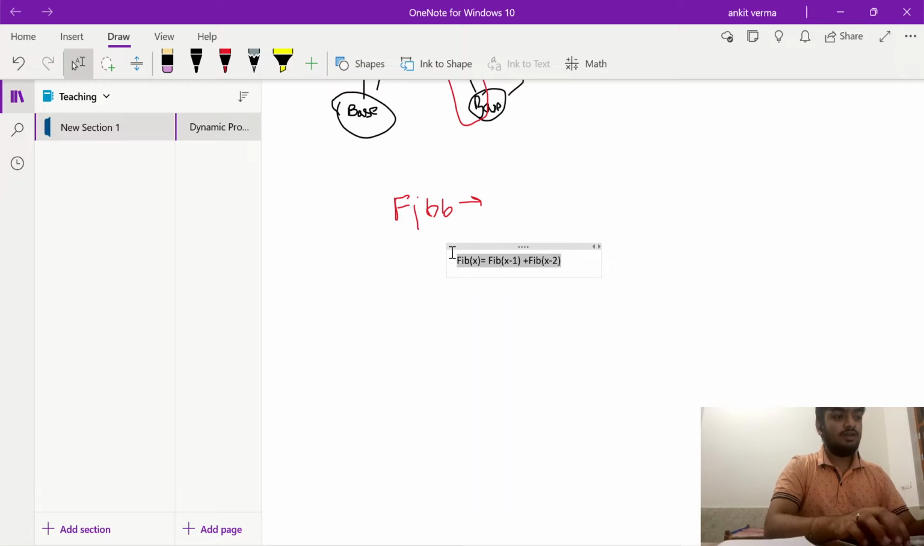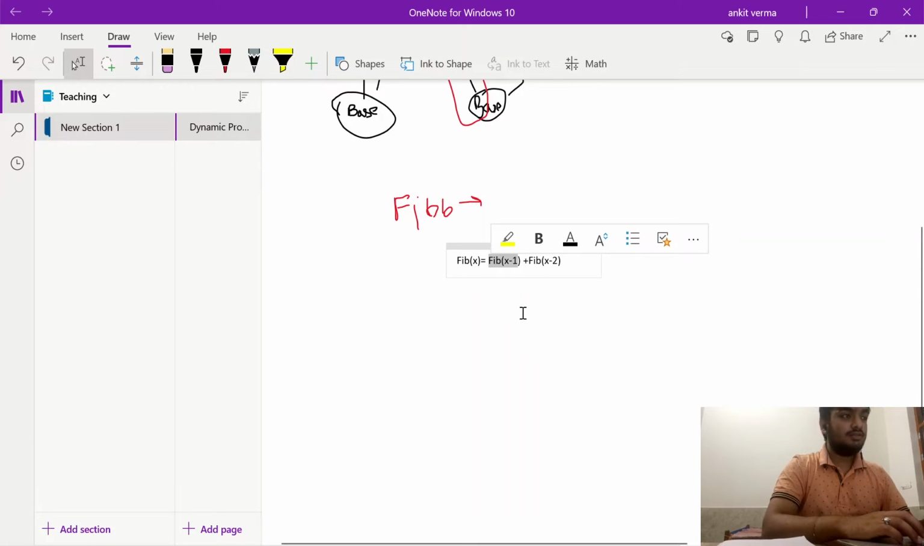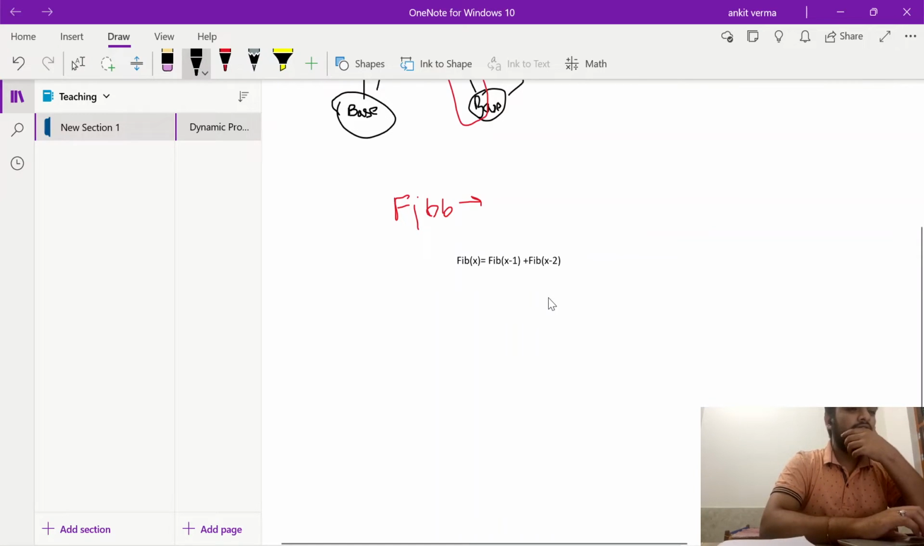So what we need here is, if we want to solve the main problem, we have to solve the subproblems. But in these subproblems, we are finding some repeated values. If we want to find the value of 6, then we have to previously solve 5 and 4.